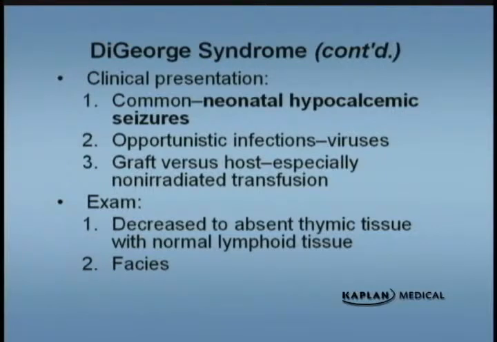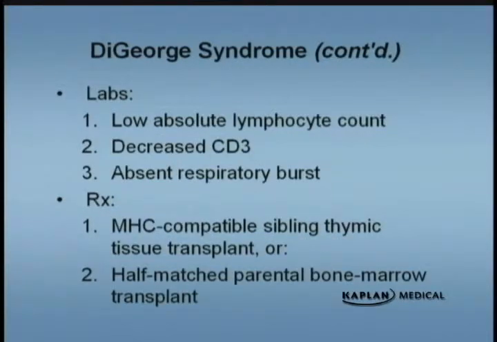Most patients have a little bit of thymic tissue and not complete aplasia, but they can have a spectrum of amounts of thymic tissue. But they will have normal lymphoid tissue and the characteristic facies that we described. With DiGeorge syndrome, some of the labs that you'll see are a decreased absolute lymphocyte count. They also have a decreased CD3 count. And if you go ahead and do the respiratory burst, it's absent. The treatment for DiGeorge syndrome is, first of all, if they have a heart defect, you need to take care of that. But typically the long-term treatment is going to be tissue transplant of thymus or a bone marrow transplant. And that would be the definitive treatment for DiGeorge syndrome.